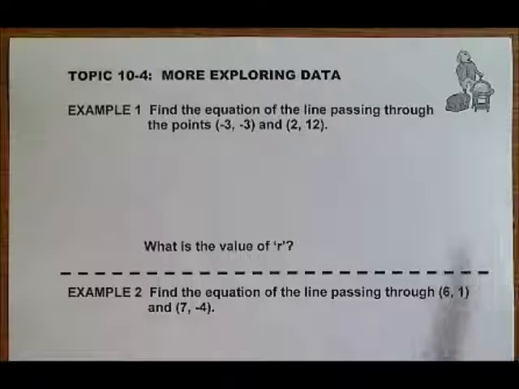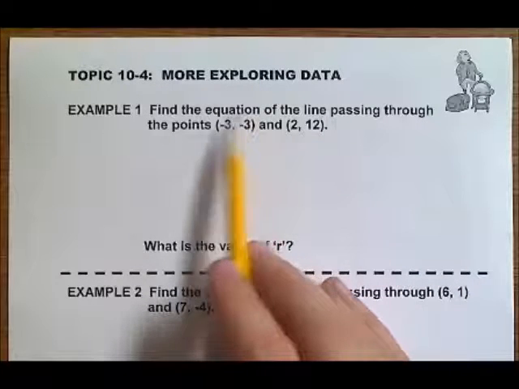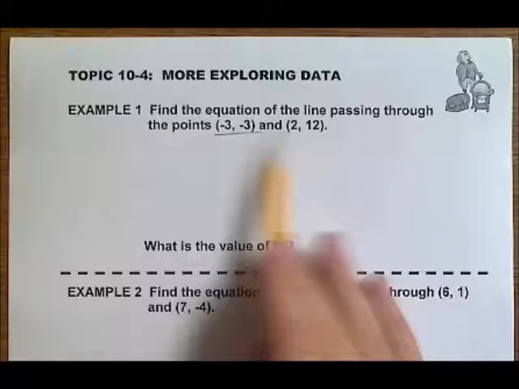So in 10-3, we talked about how to use a calculator to make a line of best fit. But actually, we can use that same method to find equations of lines. So let's go ahead and take a look at example number 1. We're going to find the equation of a line that passes through these 2 points.